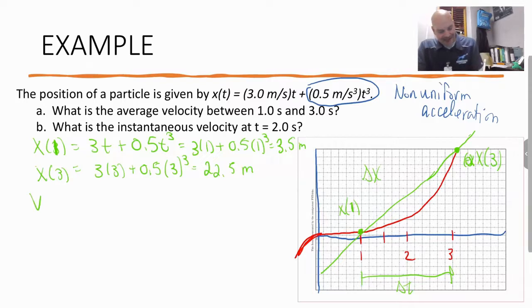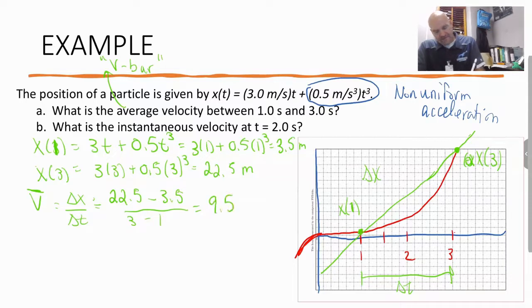So now I can find the average velocity. And again, average velocity is notated by v bar, right? The bar means average. So in Physics C, you're going to get some of those more mathematical terms and symbols. So we're going to do delta x over delta t. So we're going to do 22.5 minus 3.5 over 3 minus 1, which gives me an average velocity of 9.5 meters per second. Okay, but one thing to note is that 2 is halfway between them, right?